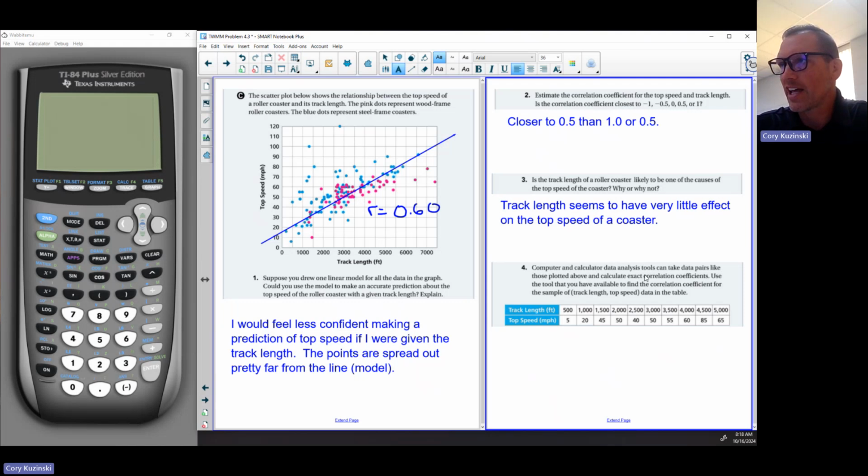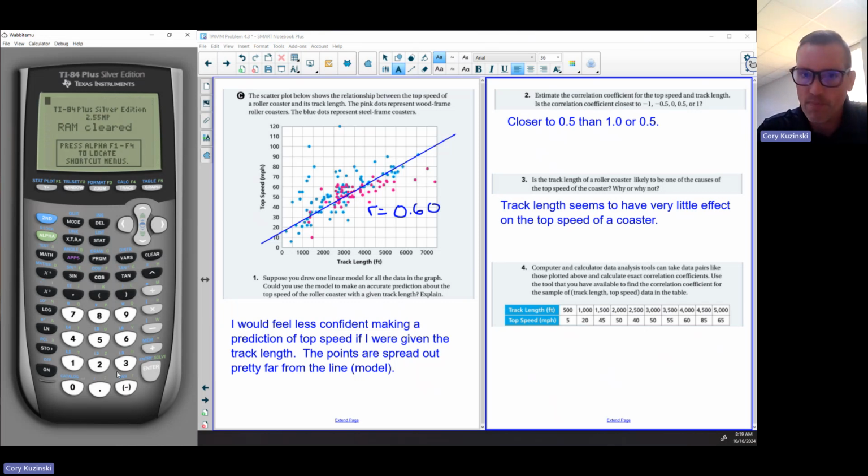Computer and calculator data and analysis tools can take data pairs like those plotted above and calculate exact correlation coefficients. And that's where they're getting these 0.6 and the 0.89 of the previous one. Use the tool you have available to find the correlation coefficient for the sample. So we got the sample data. I'm going to show you right now. Okay, so you got to follow along closely. Let's reset our calculator. Second plus 712. Follow along. Pause, rewind if I go too fast.